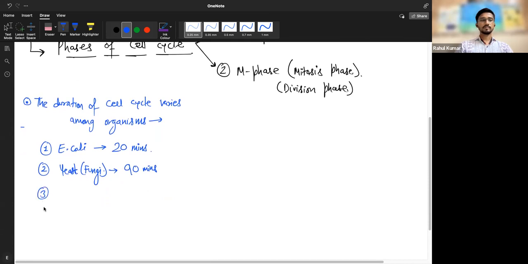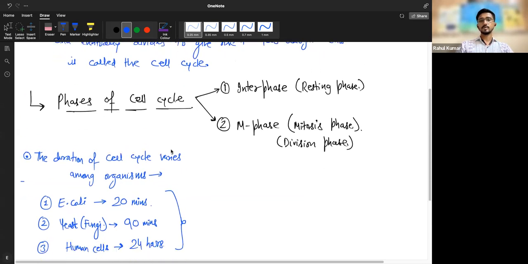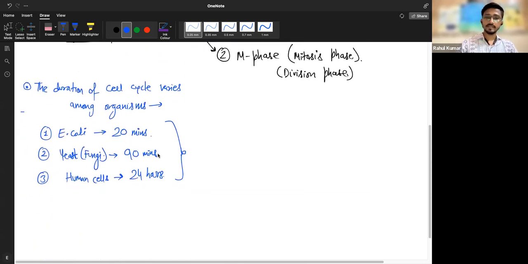And if you talk about a human cell, mostly human cells do it on the scale of hours. So it is around 24 hours, one day in some cases. So do you see that it is very, very different? And most of it is because of this resting phase, interphase. How long the interphase is decides how long the whole cell cycle will be, because the cell cycle has two things, resting and division time.